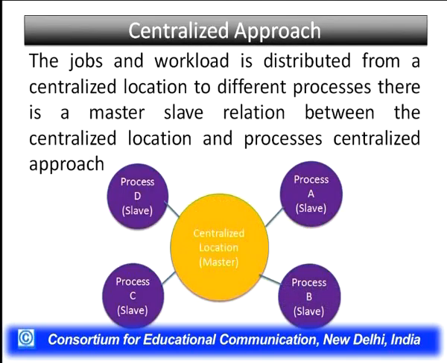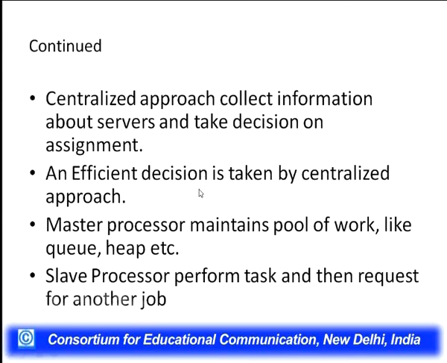And the second last algorithm is the centralized approach algorithm. So you can say also the centralized approach. The jobs and workload are distributed from a centralized location to different processes. There is a master slave relation between the centralized location and the processes in the centralized approach. So here the centralized node is the master, and the processes at A, B, C and D are the slaves. So this works on the master slave concept. Here the centralized approach collects information about servers and takes decisions on the assignment. Then efficient decisions are taken by the centralized approach.